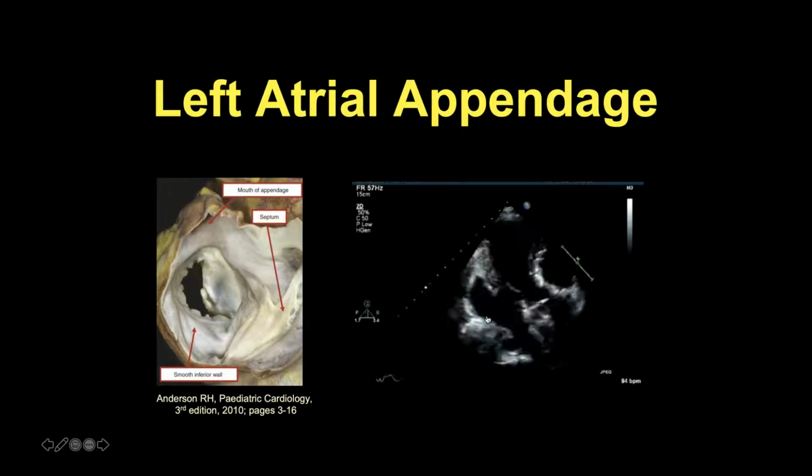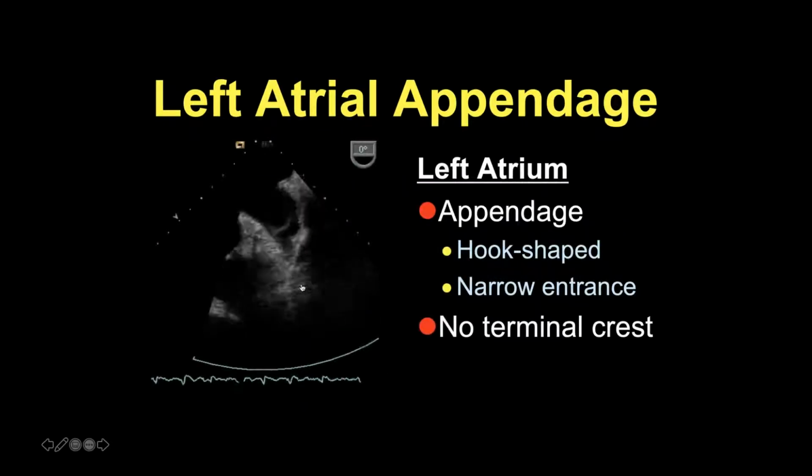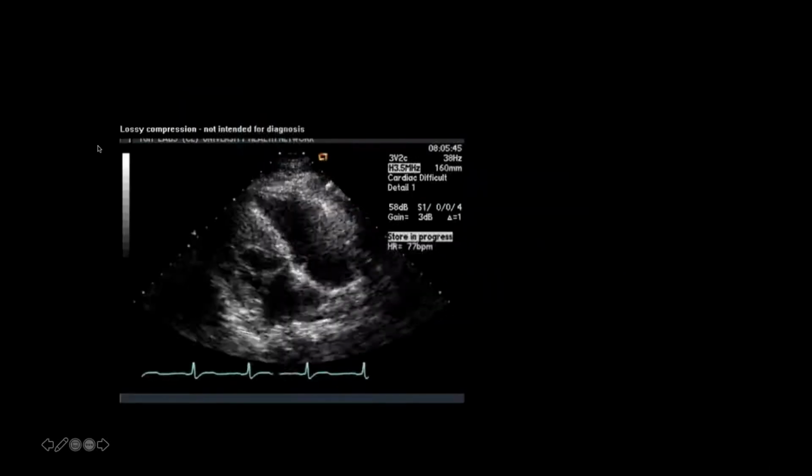Sometimes you're very lucky to see the left atrial appendage on a surface study, like in this patient. You see this narrow entrance of the appendage here. That's the shape of a left atrial appendage, as described before. Then you know this chamber here must be the left atrium. You see this hook-shaped appearance of the left atrial appendage, the narrow entrance. You know now this is the left atrial appendage, and this chamber here is the left atrium.